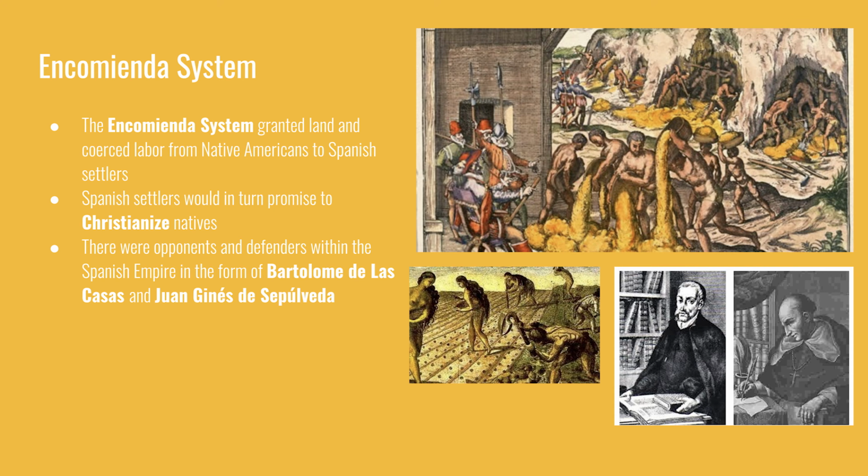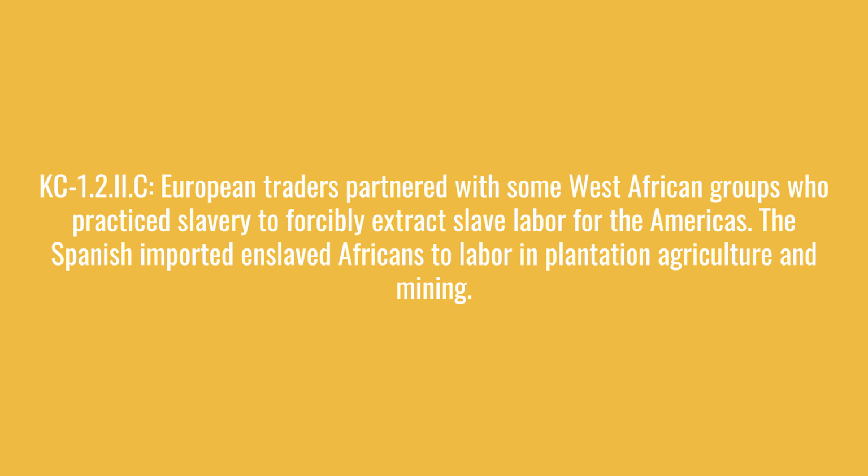So to clear up the pictures, on the bottom right is Bartolomé de las Casas, and to his left is Juan Ginés de Sepúlveda. The other two images also show the types of labor in which natives were forced to engage. In the next key concept, we'll introduce enslaved African labor. European traders partnered with some West African groups who practiced slavery to forcibly extract slave labor for the Americas.